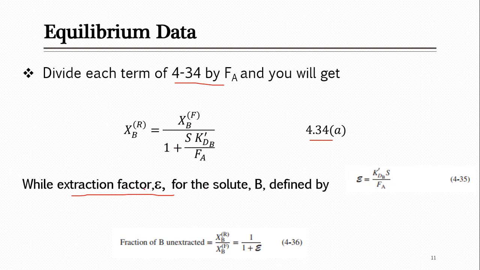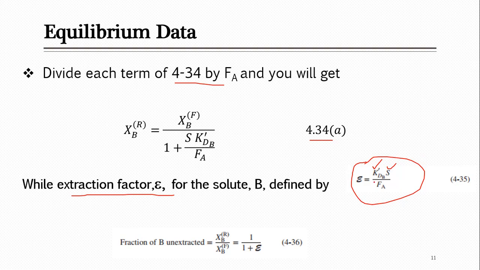So you can see that the extraction factor, represented with epsilon, is equal to this term. So epsilon is equal to K S over FA. If I want to increase the extraction factor epsilon, how can you increase it? Either you increase the value of this distribution coefficient. As we said, this depends on temperature and pressure, so it can be varied by changing the temperature and pressure of the system. And then there is the solvent. If I increase the amount of solvent in the system, this will increase the extraction factor. We will look at how the extraction factor helps us, or where it actually helps us.